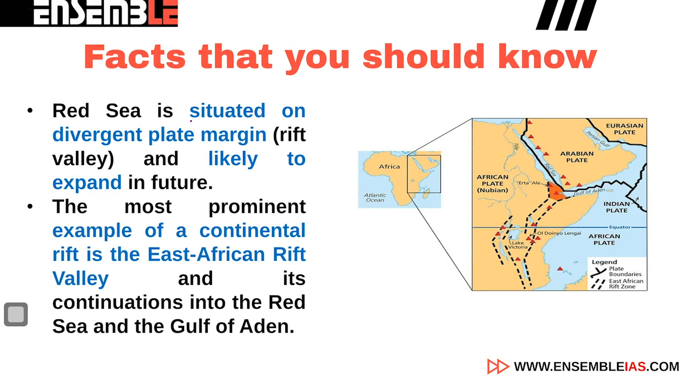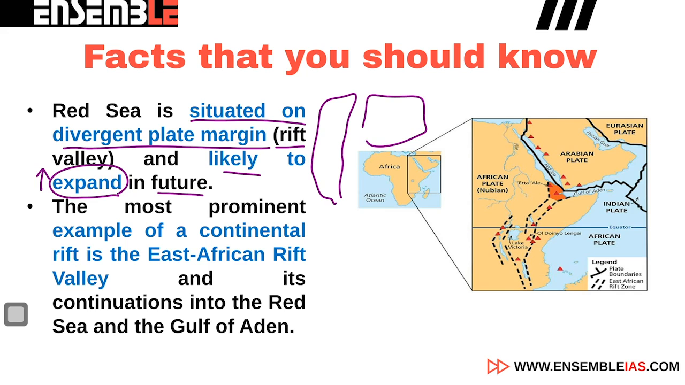Moving next, the Red Sea is situated on a divergent plate margin or rift valley and is likely to expand and grow in the future. What exactly is a divergent plate boundary? The earth is made up of various plates. Suppose these are two plates, plate A and plate B. If these two plates move in opposite directions, the area in between is likely to expand in future. This kind of plate boundary is known as a divergent plate margin or divergent plate boundary.